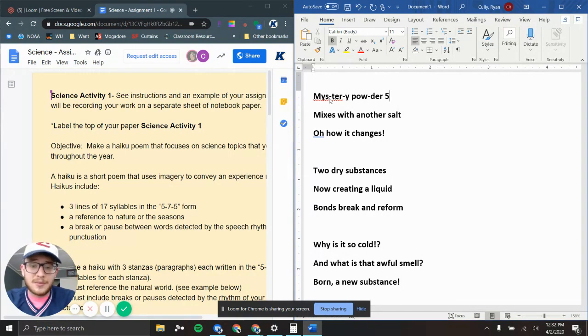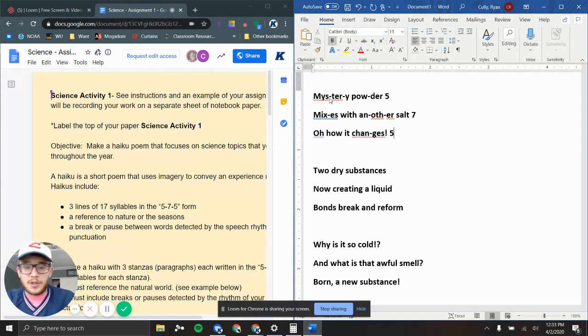Mixes with another salt. Mixes has 2 syllables. With another has 3 syllables. And other salt. Mixes with another salt, that's got 7 syllables. And then, oh, how it changes. Changes, that's 2 syllables. So, oh, how it changes, that line would have 5 syllables.